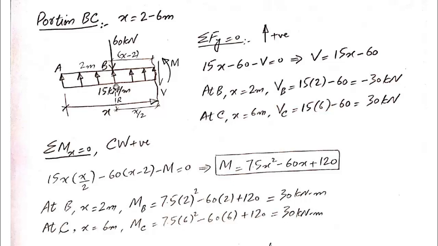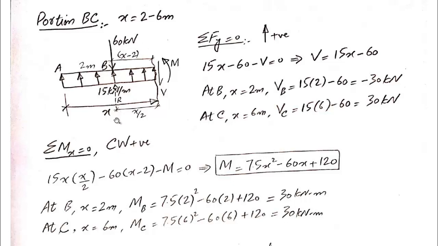The UDL intensity is the same throughout the length, so intensity is 15 kilonewton per meter, and we have a point load acting in the downward direction at point B with a magnitude of 60 kilonewton. The length of this portion is x, and the part of the beam present on the left side of this point load is 2 meters. So how much will be this perpendicular distance between the section and the applied load? It will be x by 2.